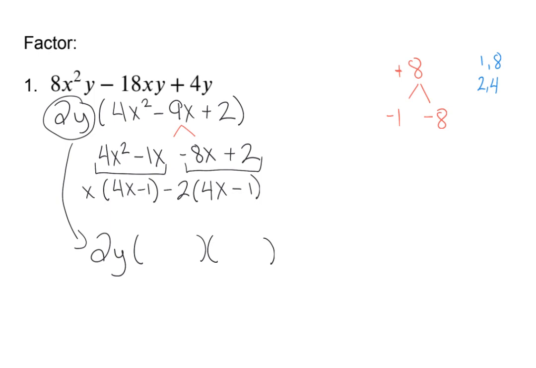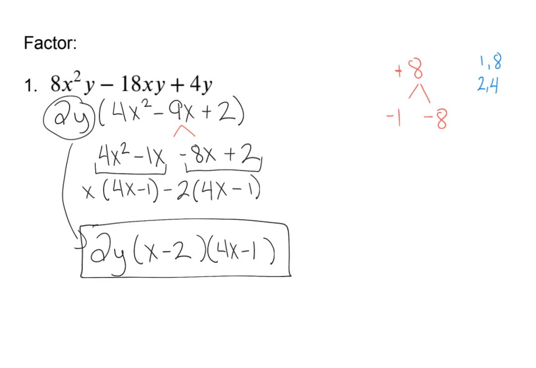The GCFs were x and negative 2, so x minus 2. And my matchy guys are 4x minus 1. Here is your factored form of that trinomial. Don't lose that GCF. He can get kind of messy in the middle, so that's why I always just take him here and bring him down so I don't lose him. And then this binomial times this binomial would give me this trinomial in here.